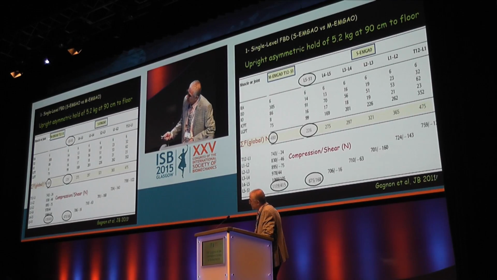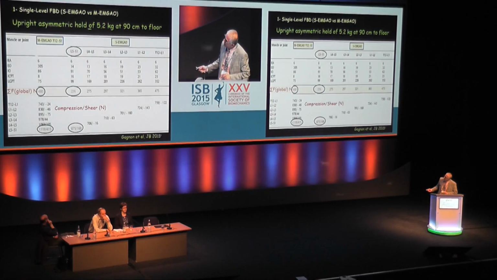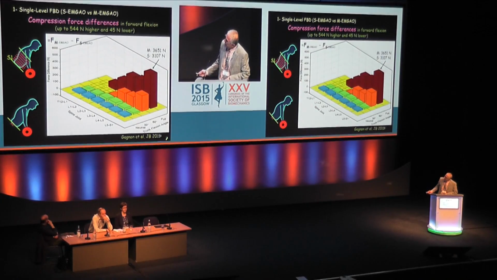Now I go further here to compare what Denis Gagnon at Sherbrooke University did, which is compare the multi-joint EMG-assisted optimization with single-joint EMG-assisted optimization. So these two are both EMG-assisted optimization, one multi-joint, one single. And I'm just going to show that for the task of a 5.2 kilogram asymmetric load held at 90 centimeters, the total global forces for multi-level equilibrium are nearly twice the single level when it is done at L5S1. This generates such huge differences in compression and shear forces. Here again, the work of Denis Gagnon.